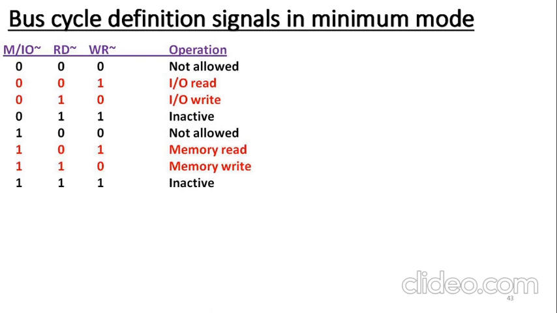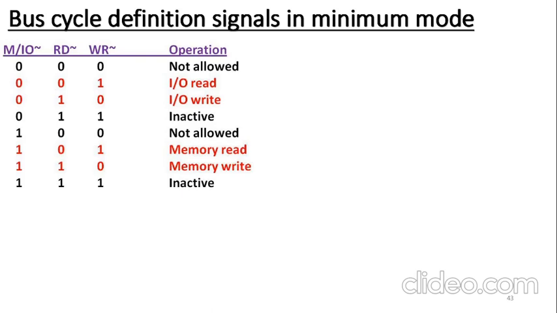Read bar and write bar signals are active low read and write signals. When a signal is 0, corresponding read or write operation will be performed. And when the signal is 1, read or write operation will be disabled. Now in this entire chart which is available in front of you, you will find that using these three bus cycle definition signals, there are total 8 combinations available, out of which the red colored combinations are very important.